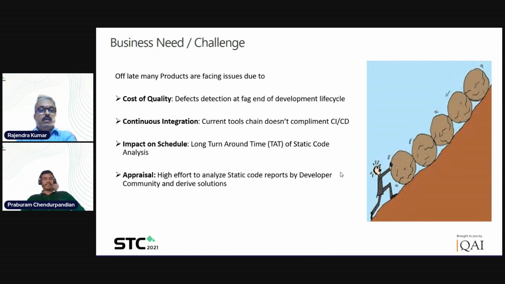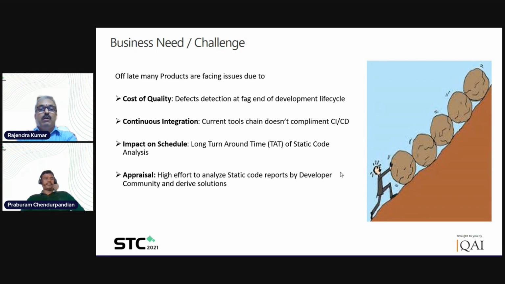The last one is another approach: analyzing all these results from the static code analysis or DAST or other means by the developer community, coming up with a root cause analysis, and coming up with a solution and implementing it will have a longer turnaround time, and it will have an impact on the product deliverables or the quality of software which we are delivering. So this is the challenge or the problem. When we analyzed, we put it into four categories.